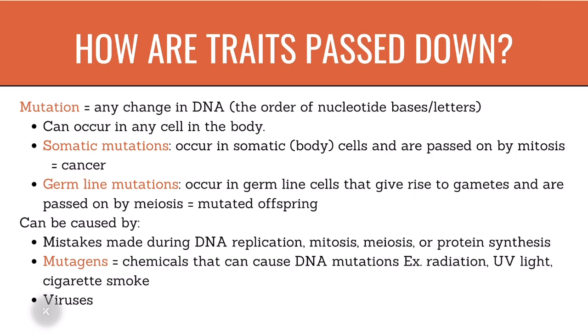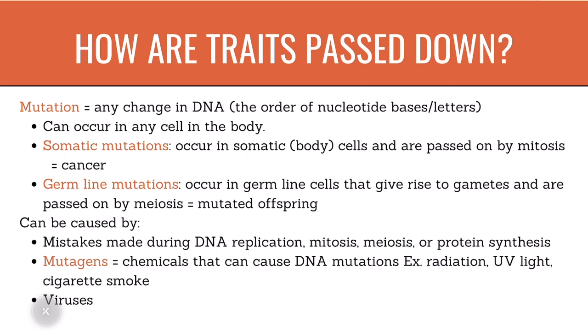However, there's another option called germline mutations, and these are going to occur in germline cells that are what make gametes during meiosis. So this is where you would have a mutation that got passed down to an offspring. So if two parents are completely normal and the offspring got a genetic mutation, that would be through a germline mutation. So how are mutations caused?